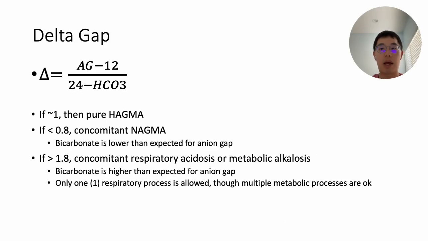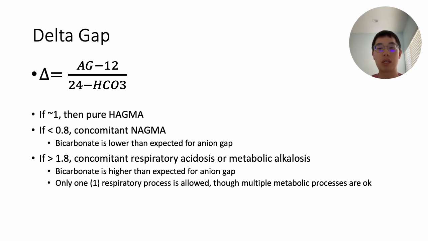After calculating the serum anion gap, we calculate the delta gap, which is represented by the formula here. Recall that in a pure high anion gap metabolic acidosis, we expect that the change in bicarbonate should essentially account for the change in the anion gap. So the delta gap value should be around 1. If the ratio is less than 1, the bicarbonate level is lower than expected for the anion gap, which signifies that there's something else driving the bicarb lower, and we likely have a concomitant non-anion gap metabolic acidosis.